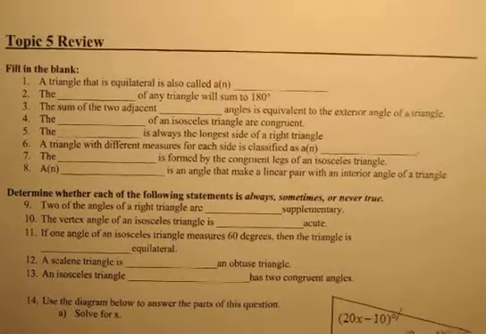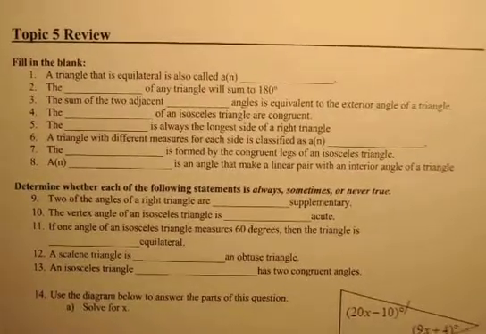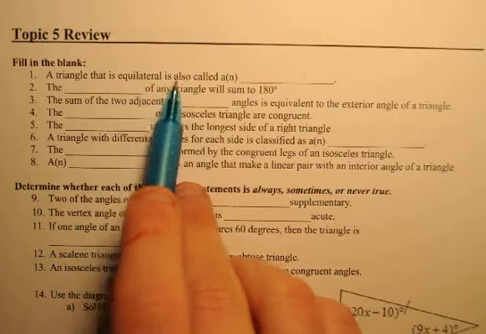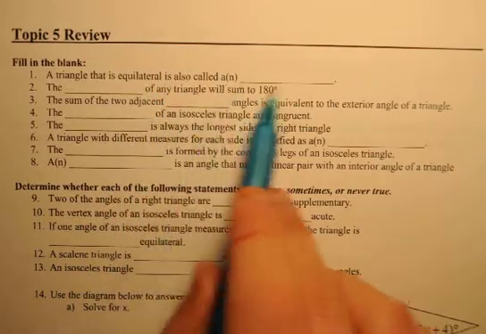Alright class, welcome to the topic 5 review, which means you do have a test next class. Let's get started. Fill in the blank. A triangle that is equilateral is also called, there's two answers to this.